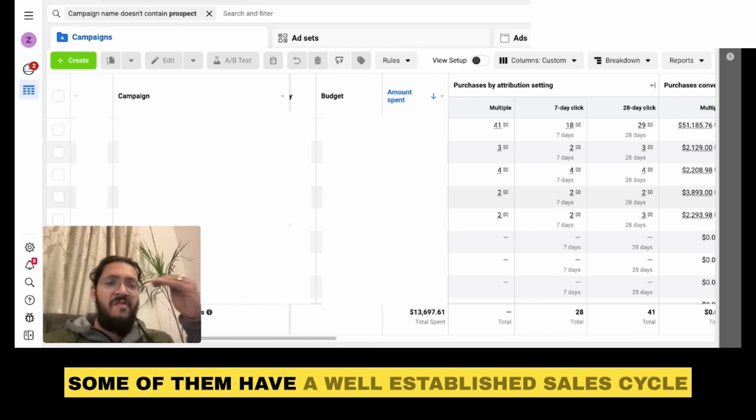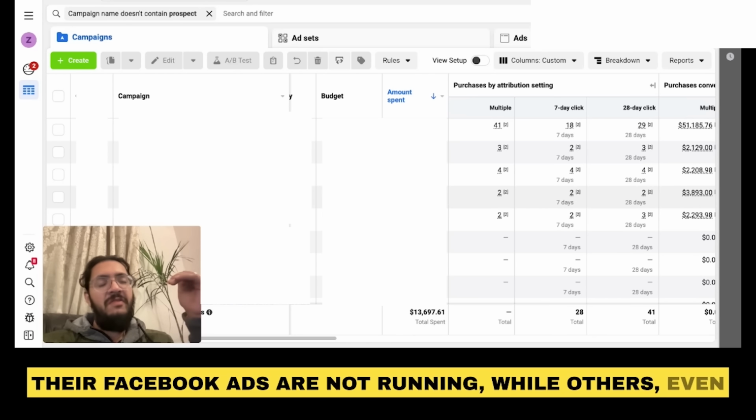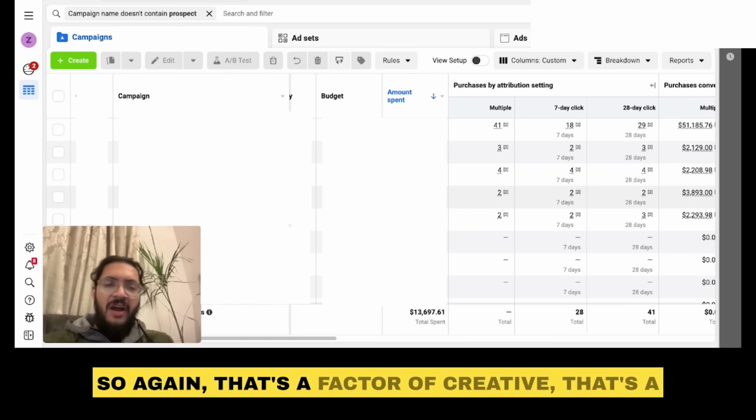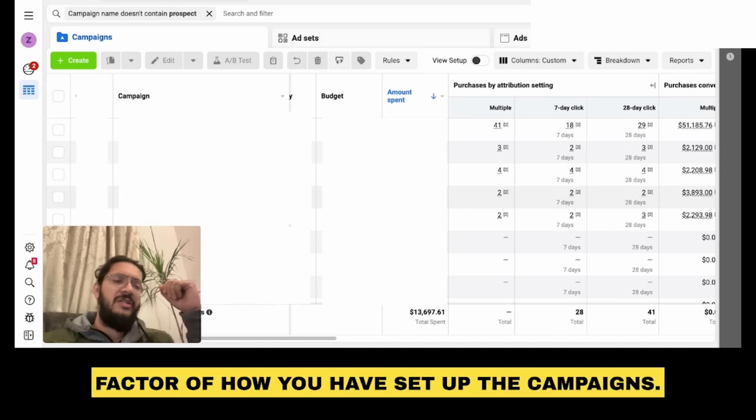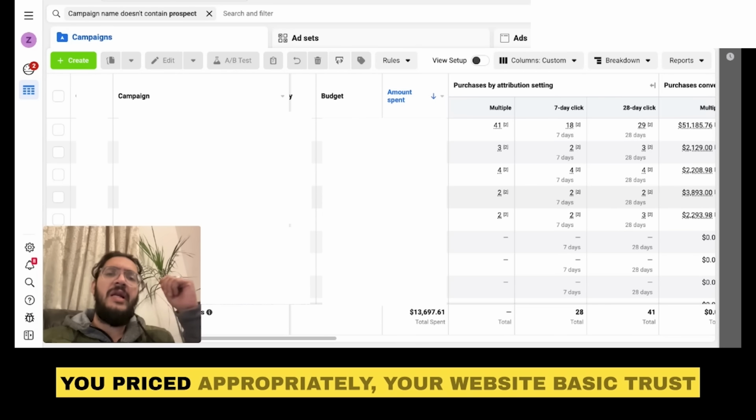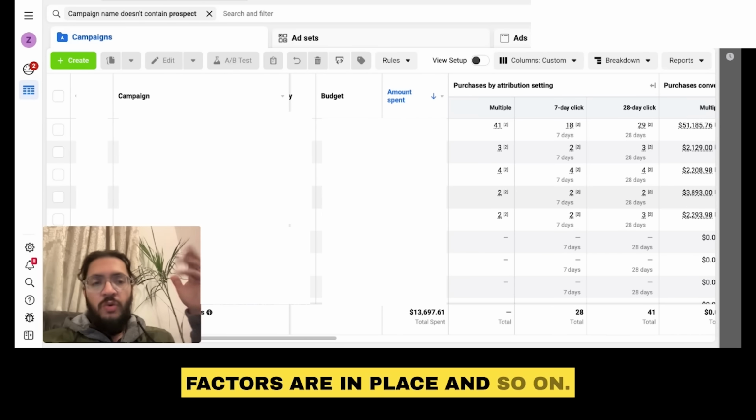Some of them have a well established sales cycle, or they have numbers, they have data, even if their Facebook ads are not running, while others, even with good enough data, do not perform. So again, that's a factor of creative, that's a factor of how you have set up the campaigns, that's a lot of additional factors. Are you priced appropriately, are your website basic trust factors in place, and so on.